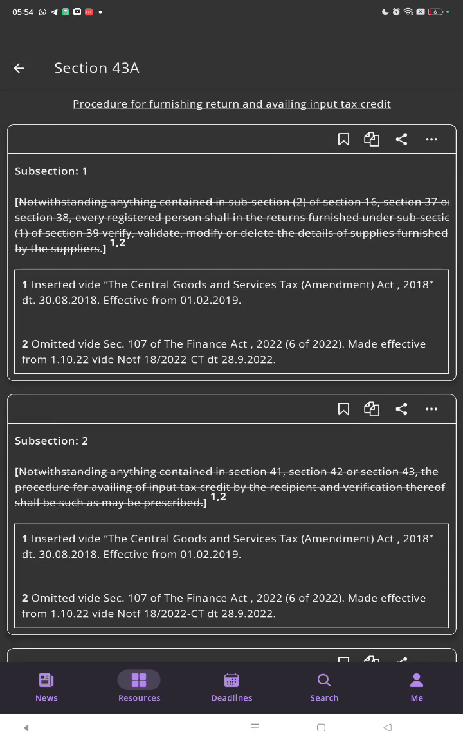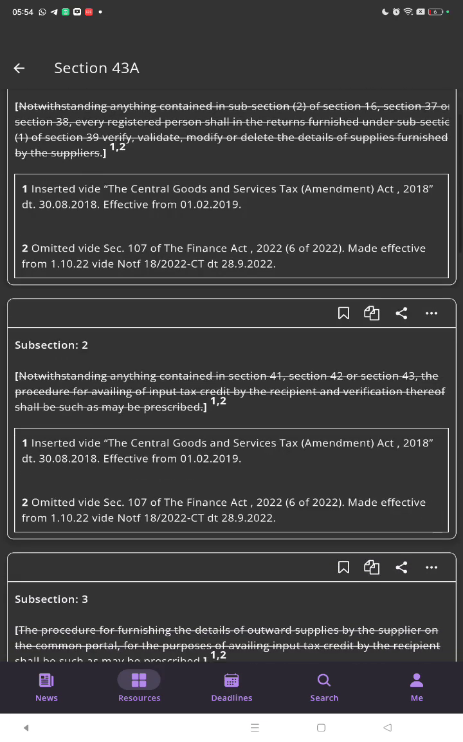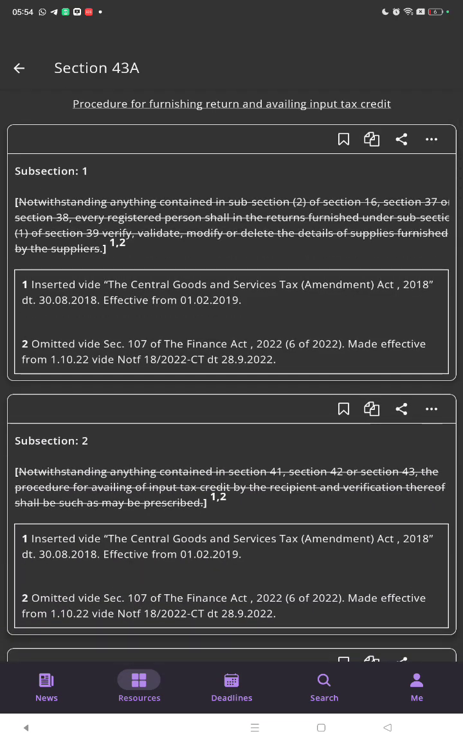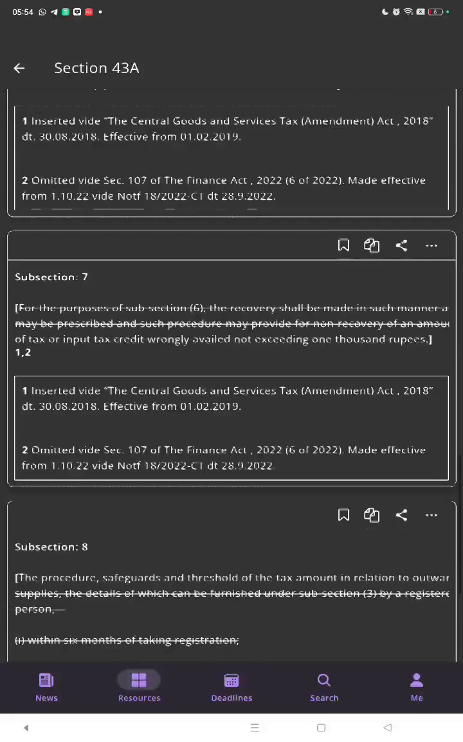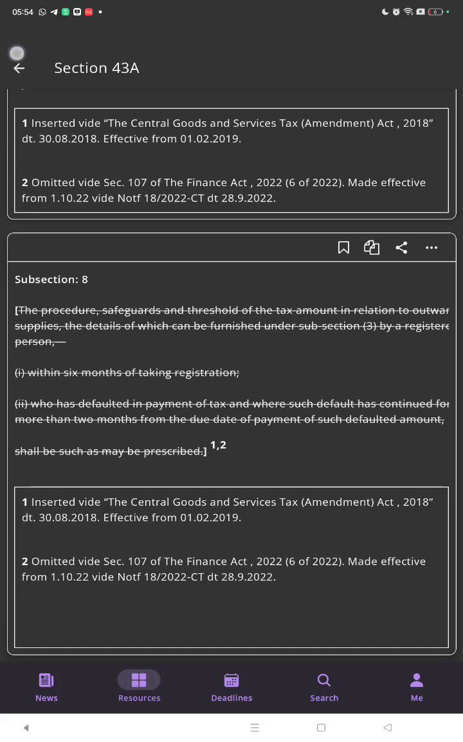Section 43A, procedure for furnishing of returns and availing of input tax credit. This section also has been omitted.